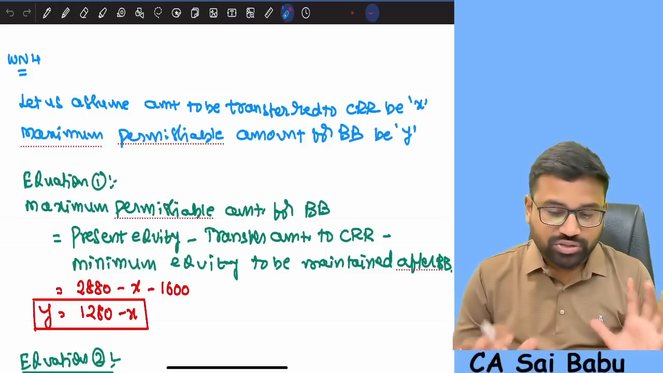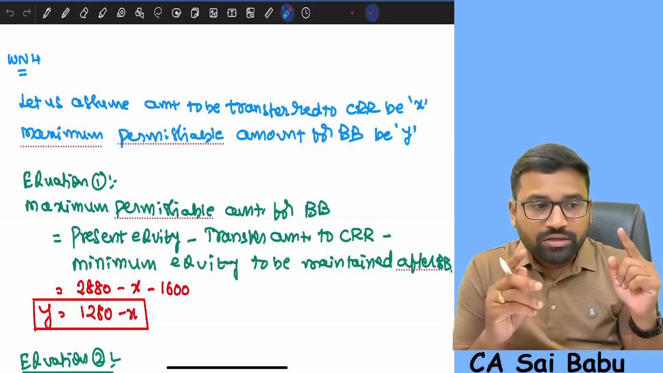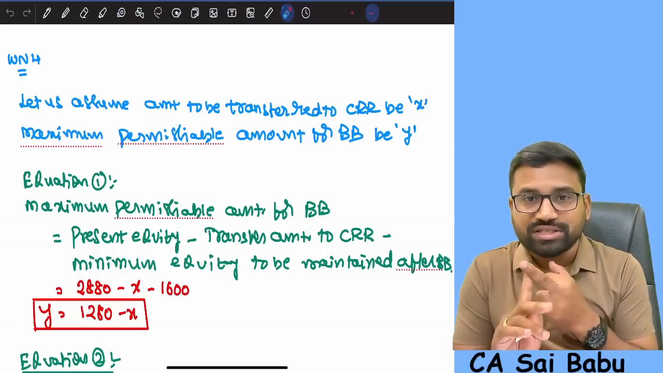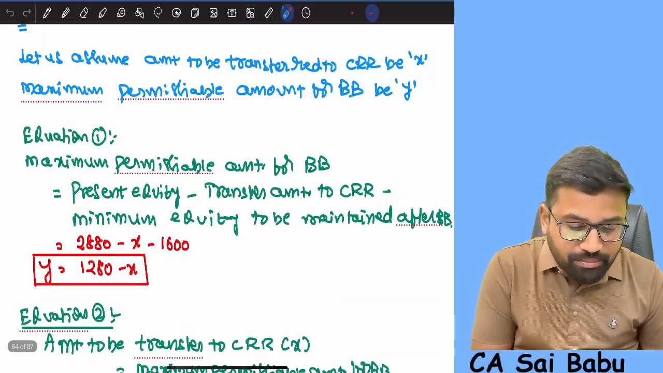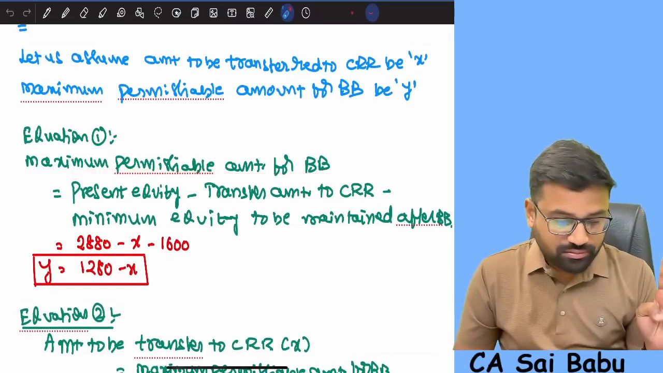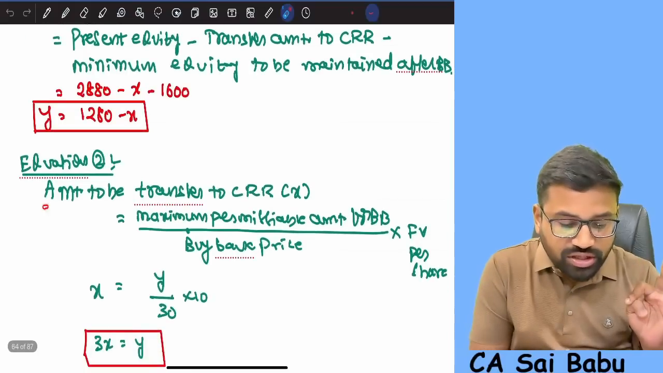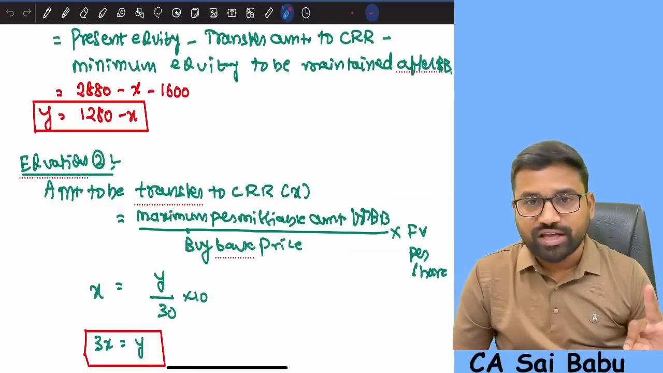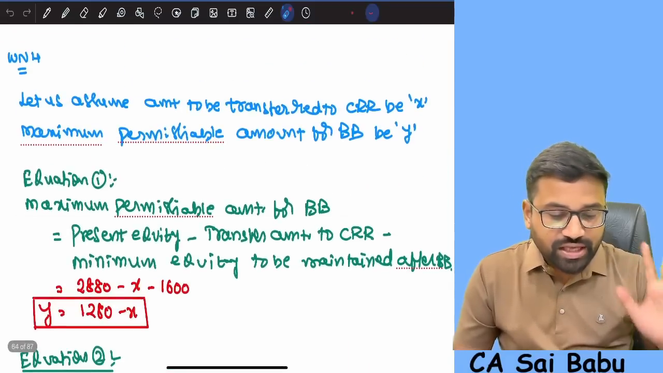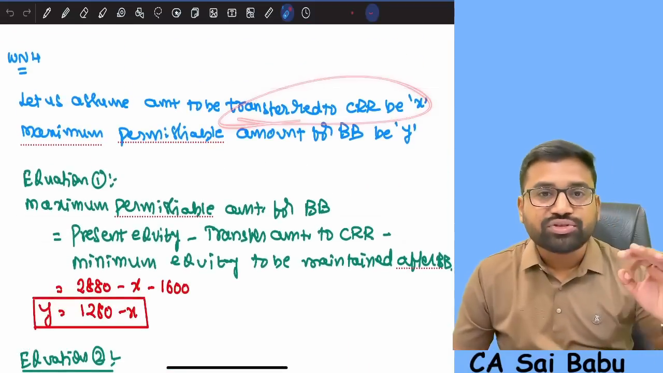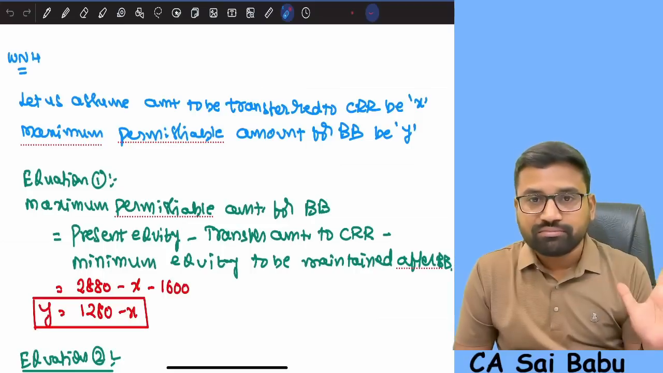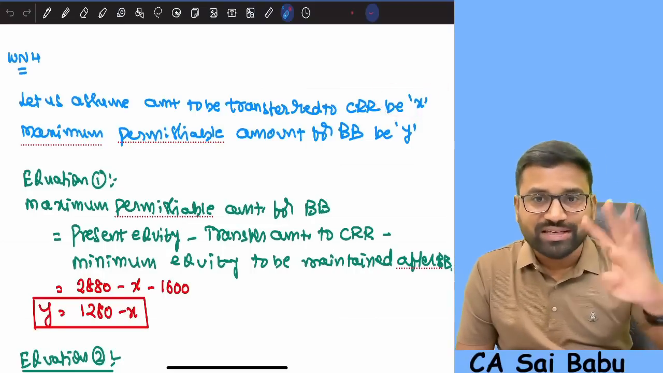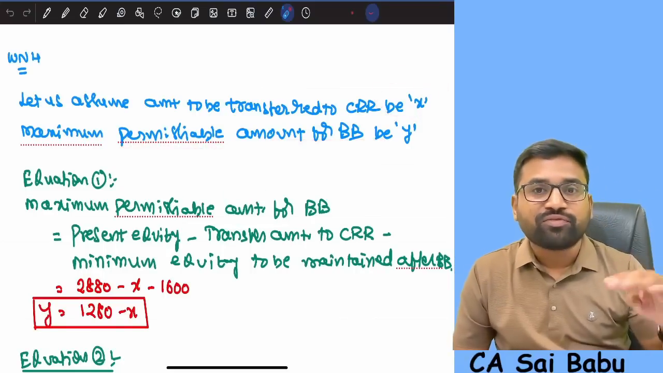Now the study material says you need to frame two equations. First equation: what is the maximum permissible amount for buyback? This is equation number 1. Equation number 2: amount to be transferred to CRR. Now let us assume the amount to be transferred to CRR be X and the maximum permissible amount for buyback be Y.